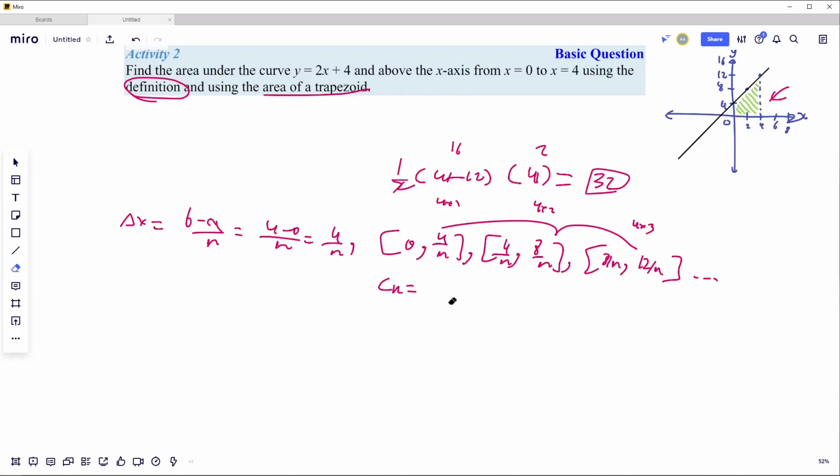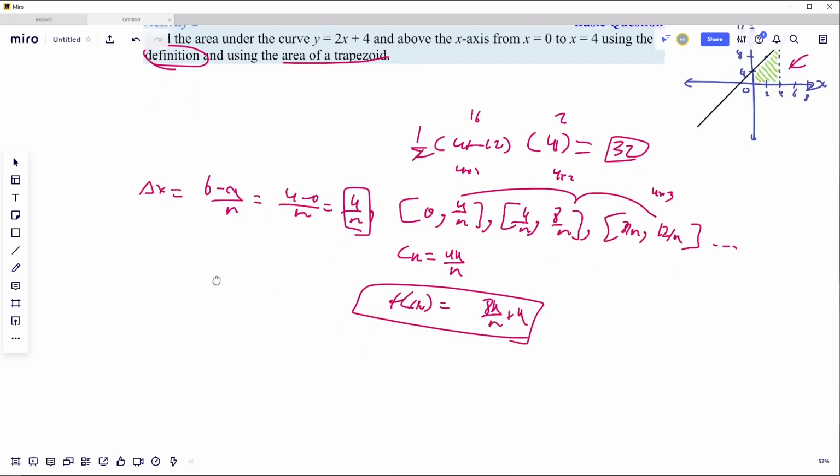So yeah, it's 4k over n. Although we have that, we only need f of ck. So now f of ck, just put that up. It's 8k over n plus 4, because 2 times this and then plus 4, pretty much. I'm boxing this and this because that's what we need for the summation.